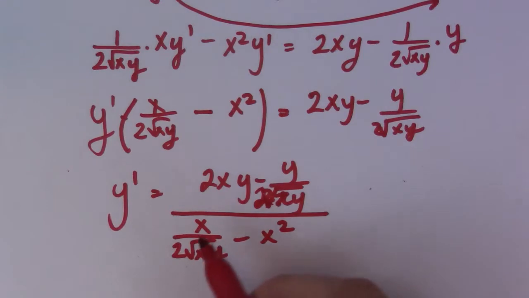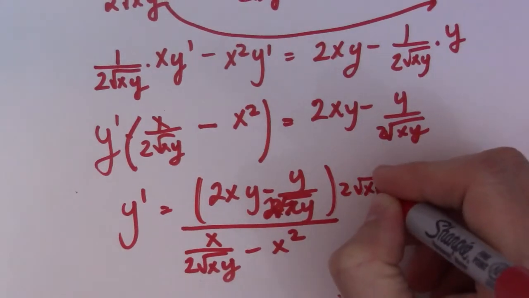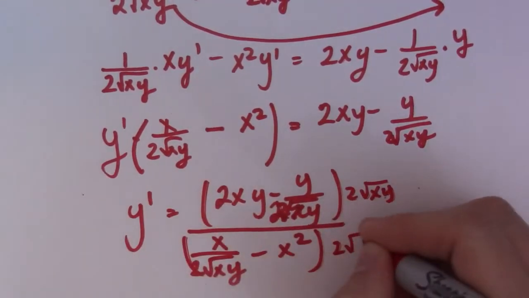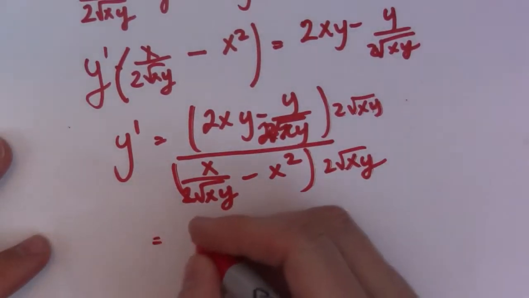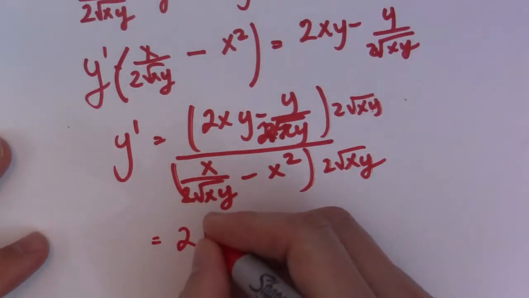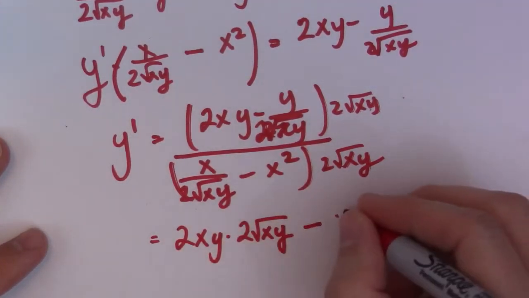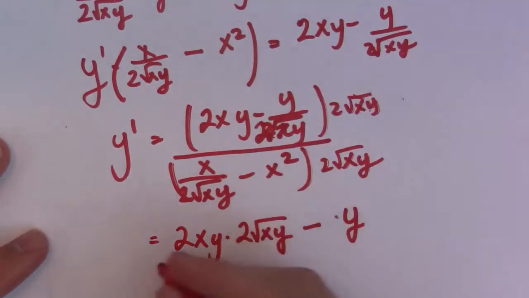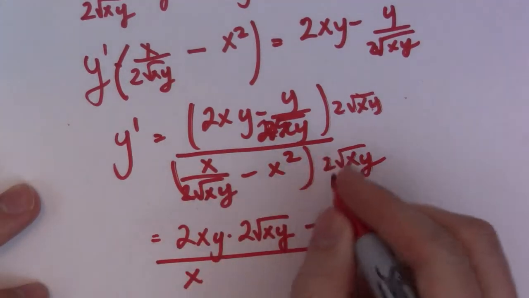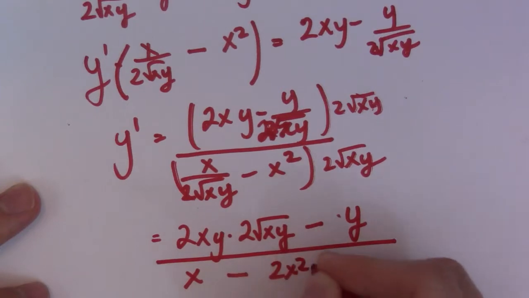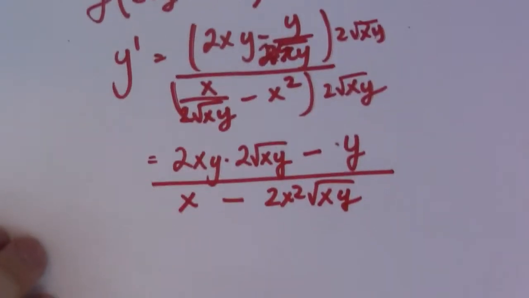This is the derivative. Now, your professor might not like you leaving this stuff next to it, or the root on the bottom. So I'm going to multiply this guy, the top and bottom, by 2xy, just like that. So then I get left with 2xy times 2 root xy minus y, so that cancels with this essentially, all over, let me see, that will be x, because this cancels, minus 2x squared root xy.